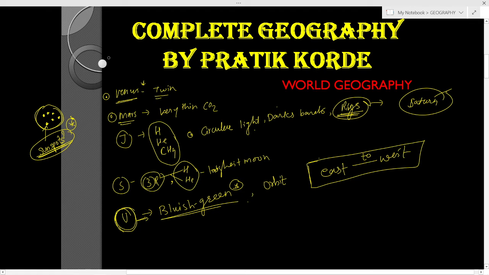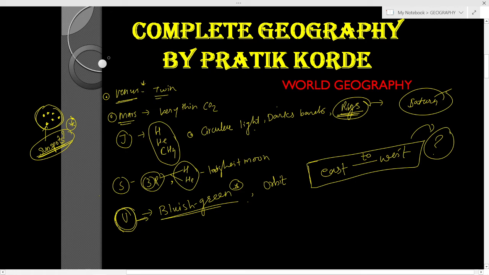Is it the only planet which revolves around the sun in the east-west direction? You have to find that out. As far as Uranus is concerned, yes, it orbits from east to west. Now you have to find out whether it is the only planet or there is another planet.